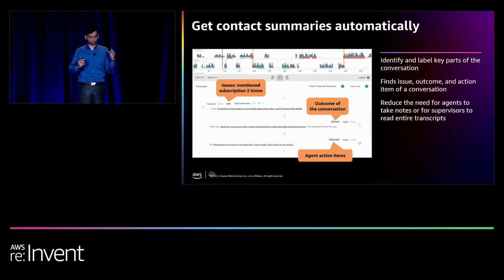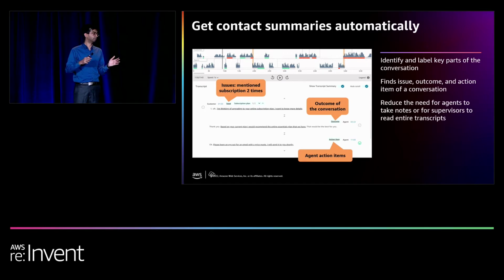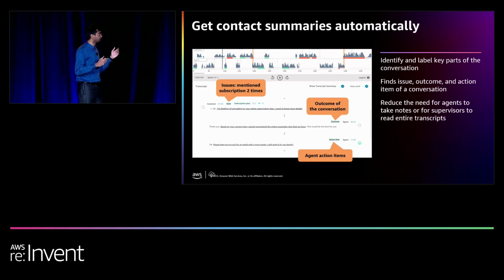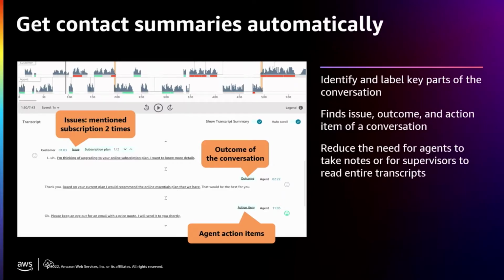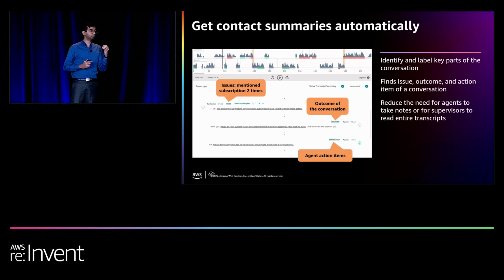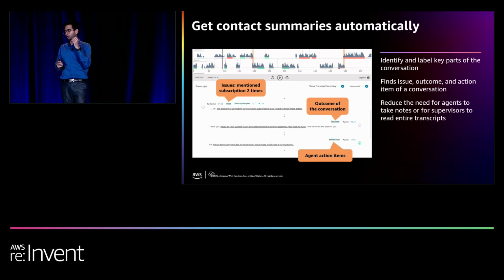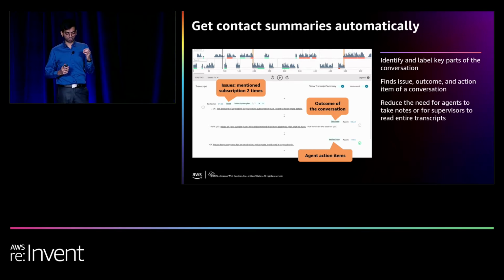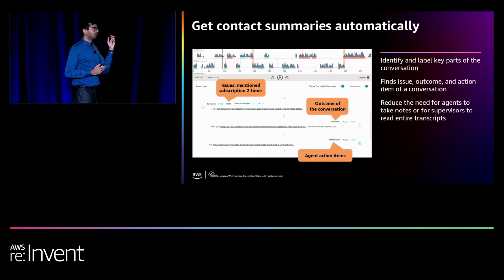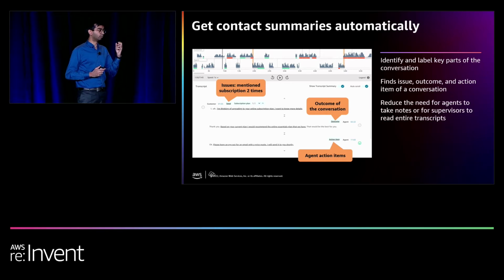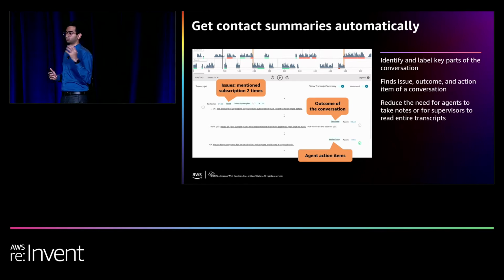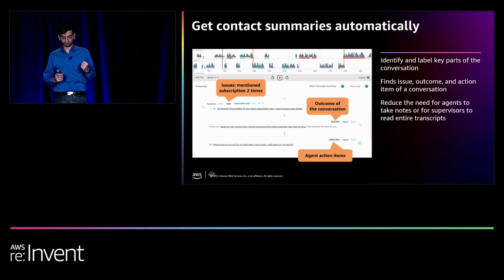The three key components that we look at in terms of any contact summary are the issue, the outcome, and the action item. And these three components tell you the reason for the contact, the reason why the customer is contacting your contact center, the concern that got resolved and whether it got resolved, whether the outcome of that conversation was a resolution or a transfer or something else.